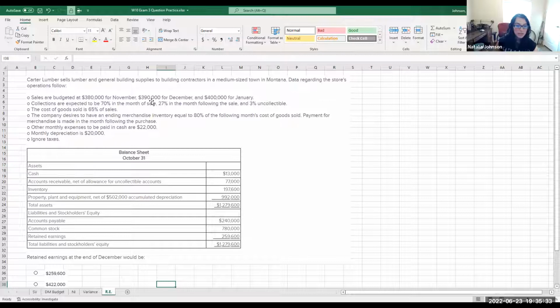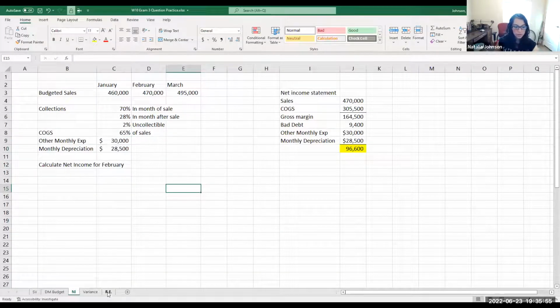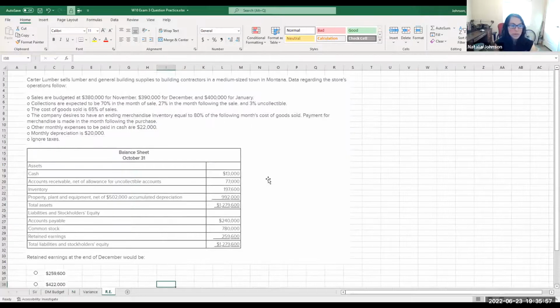So they give you the sales budget for 3 months, November, December, January. The collections are expected to be 70% in the month of sale, 27% in the following month, and 3% uncollectible. So it's pretty similar to this one, just that they give you more information in this one. The cost of goods sold is 65% of sales.